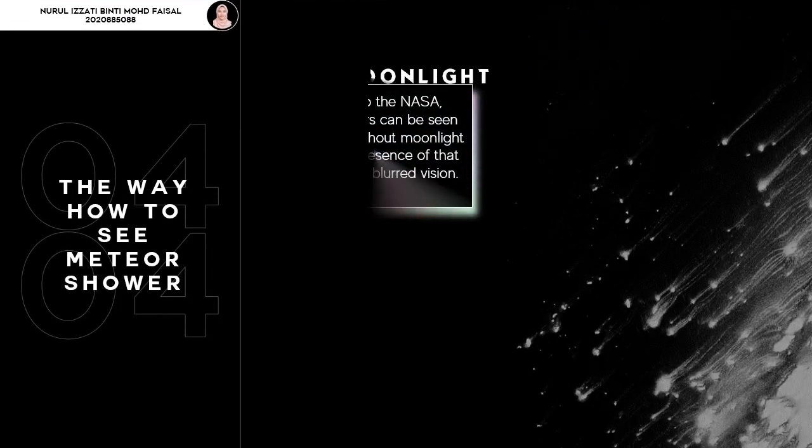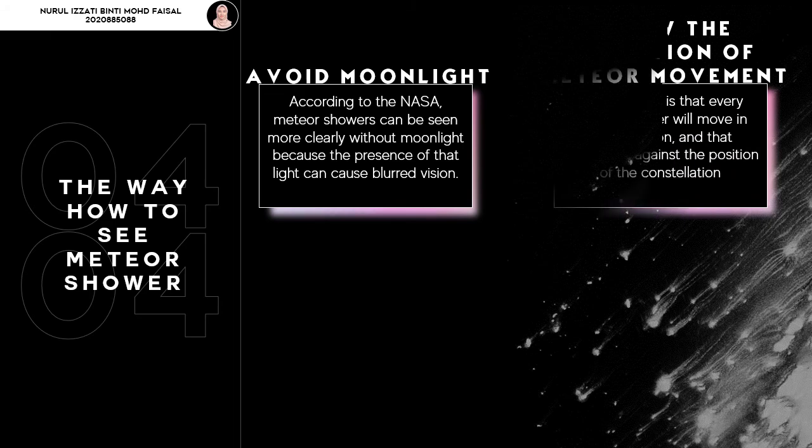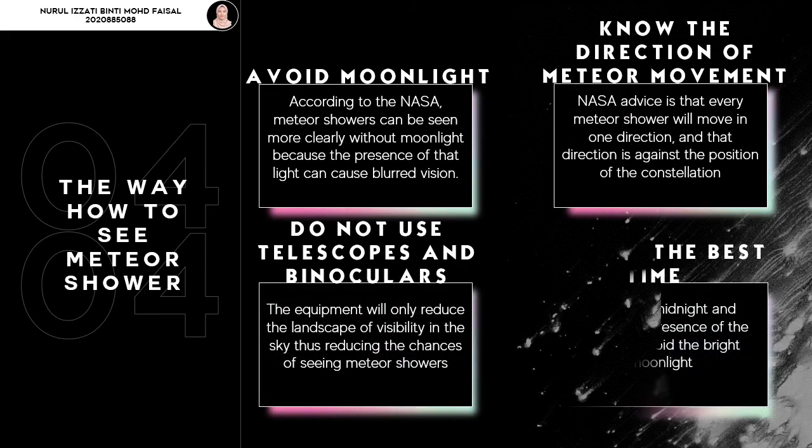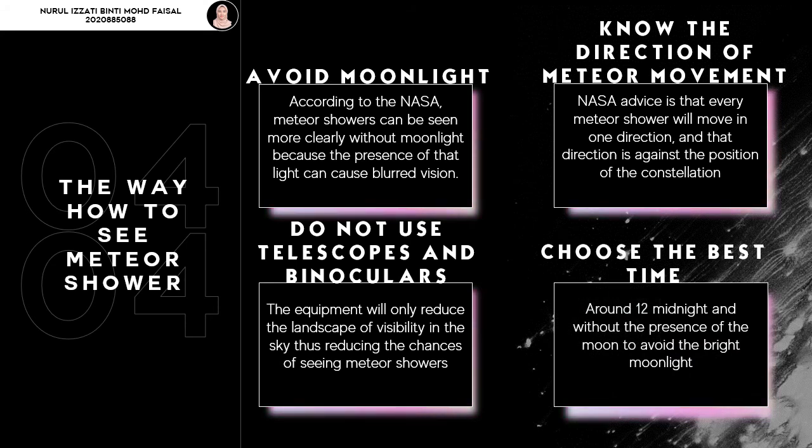The way to see a meteor shower. The best way to see a meteor shower is to get to a location that has a clear view of the entire night sky. Ideally, that would be somewhere with dark skies, away from city lights and traffic. To maximize your chance of catching the show, look for a spot that offers a wide or unobstructed view. First is avoid moonlight. According to NASA, meteor showers can be seen more clearly without moonlight because the presence of that light can cause blurred vision.